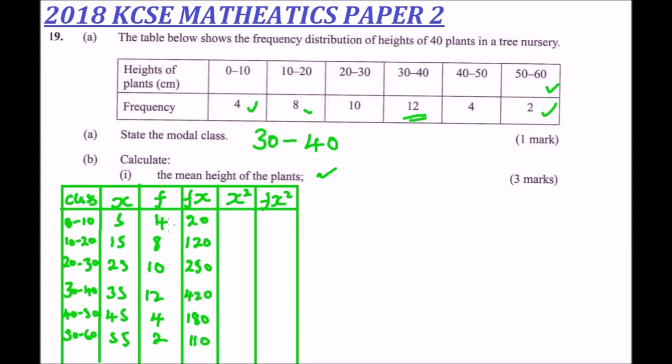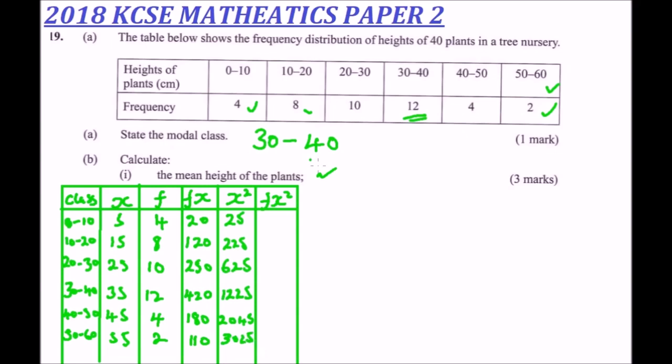We square our x, so 5 squared gives us 25. We have 15 squared, this will give us 225. We have 25 squared, that is 625. We have 35 squared, that will give us 1225. We have 45 squared, it will give us 2025. And finally we have 55 squared, it will give us 3025.